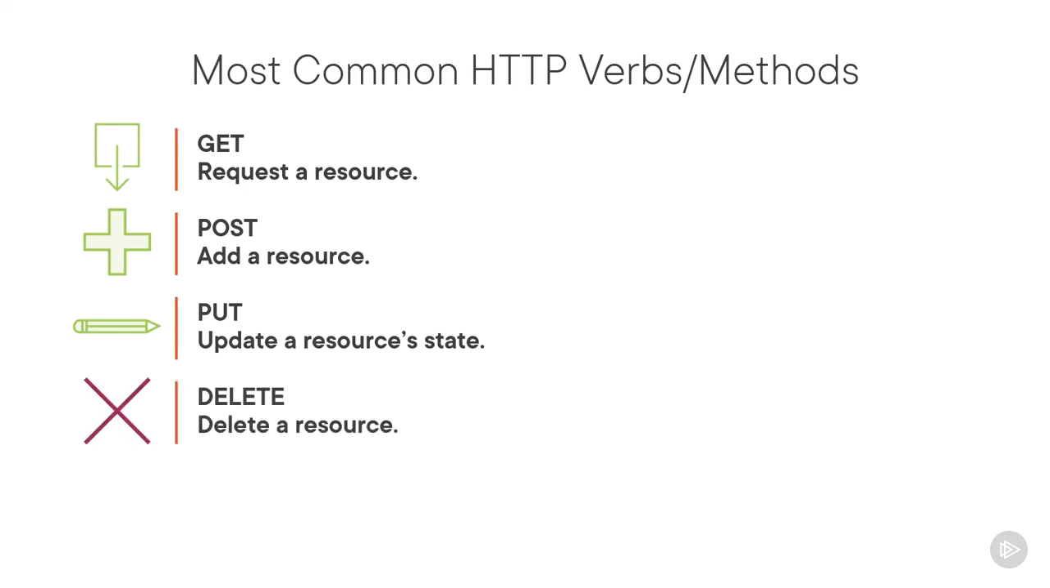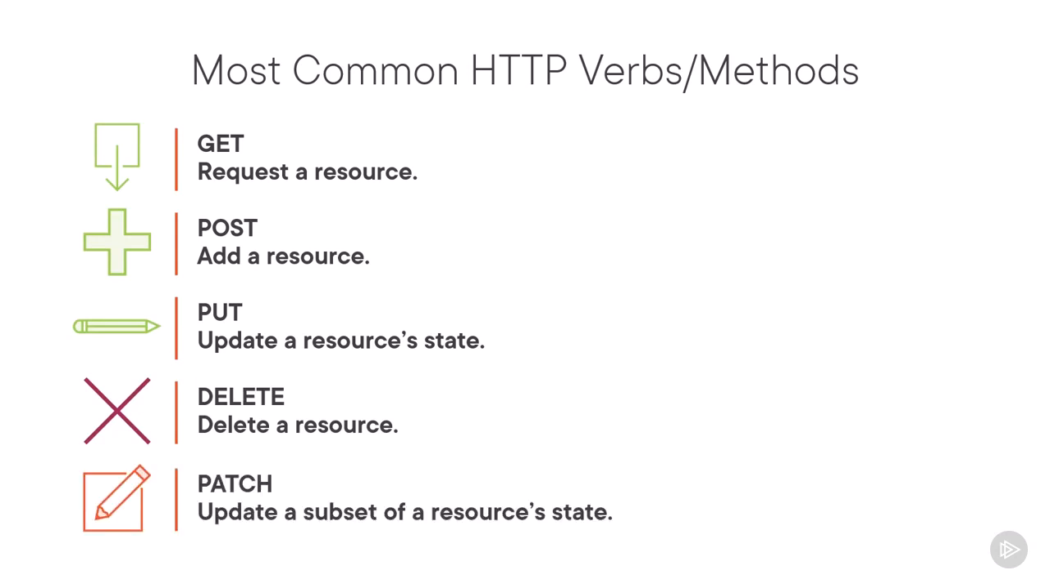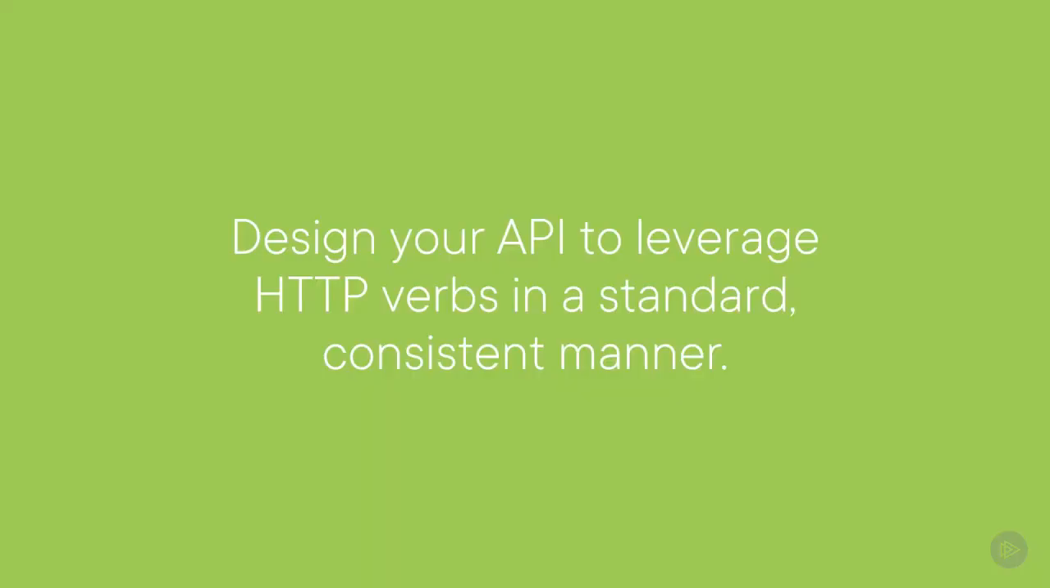To remove a resource, the delete verb is used. And if you wish to make an update to only part of a resource, you can use a patch request and only specify the portion of the resource you wish to update. You should avoid using these verbs in non-standard ways. If you design your API to leverage existing HTTP verbs in a standard and consistent manner, your API will be easier to understand and more compatible with developer tools designed to work with APIs.